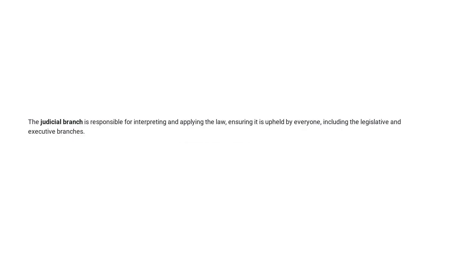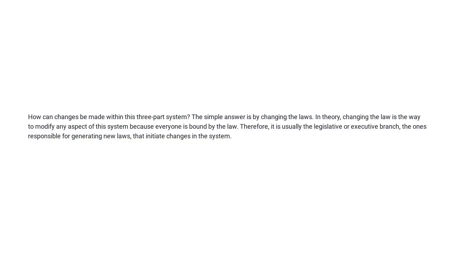This branch varies significantly across different systems. For example, in presidential systems, like those in the US and France, the president also has the authority to create laws. The judicial branch is responsible for interpreting and applying the law, ensuring it is upheld by everyone, including the legislative and executive branches. How can changes be made within this three-part system?